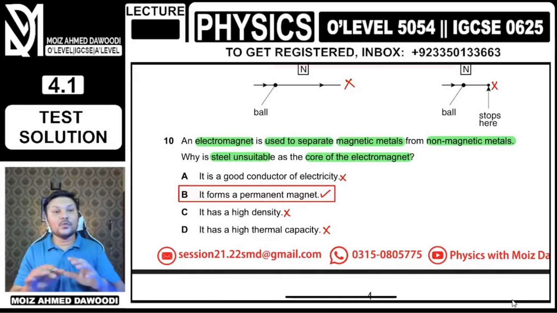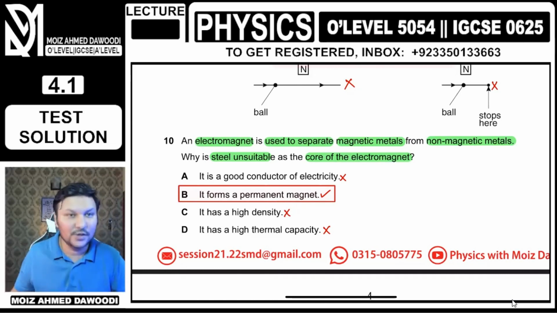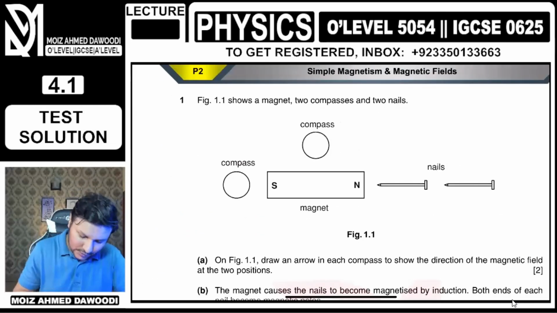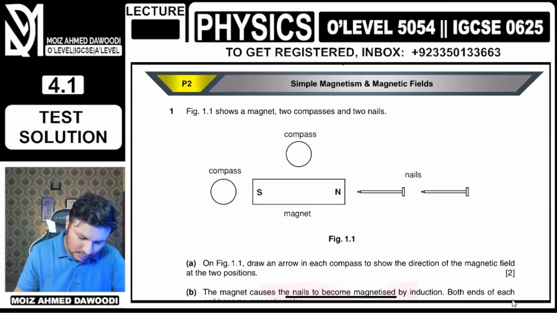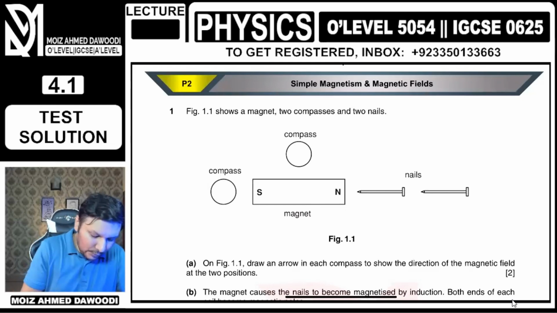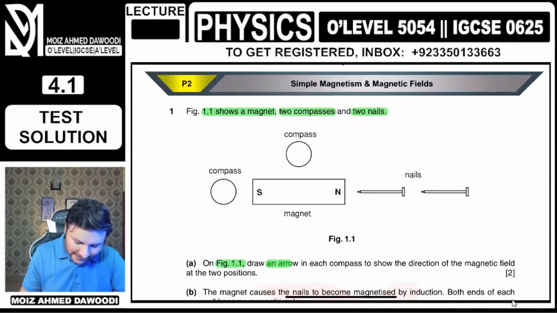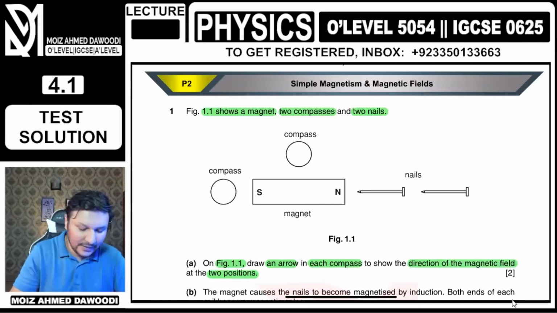So these were the explanations of the MCQs we had. Okay, beta? Now, let's talk about descriptive questions. Figure 1.1 shows a magnet and two compasses and two nails. On figure 1.1, draw an arrow in each of the compasses to show the direction of the magnetic field at the two positions. In that case, I'll be drawing the magnetic pattern of a bar magnet.